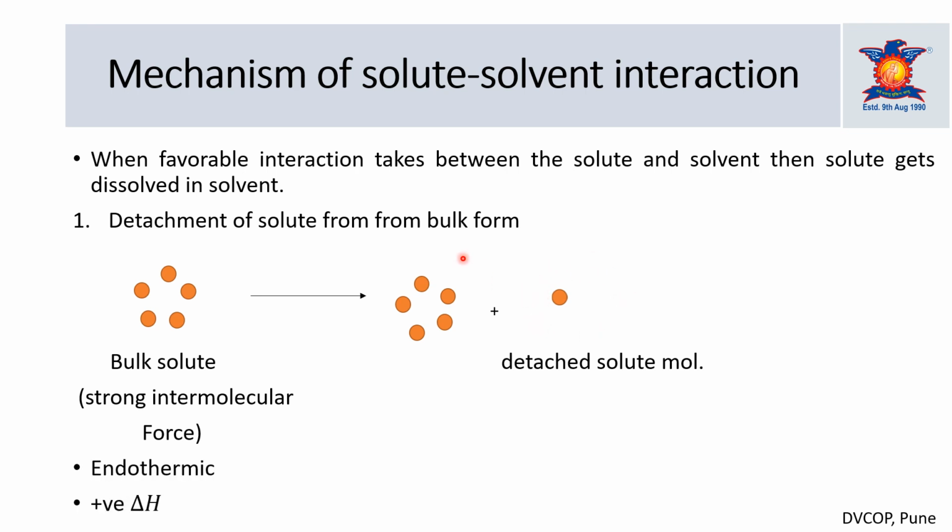This first step is an endothermic process, and it has a positive delta H, that is the enthalpy. Endothermic means we have to provide some energy to detach the solute from the bulk of the solute, and when we provide this energy, the randomness of the solute atoms or molecules is increased, and hence the intermolecular forces are decreased.